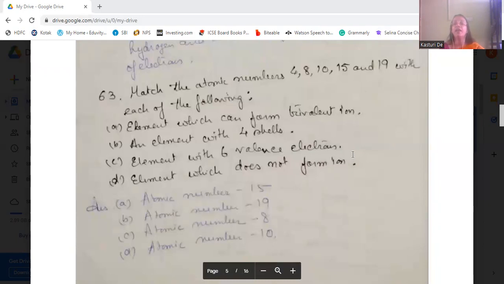Then an element with 4 shells. That's atomic number 19, because 4 shells means the valence shell will be the 4th shell. The electronic configuration of 19 would be 2, 8, 8, and 1, so that will be 4 shells. Then element with 6 valence electrons: that is 8, with configuration 2, 6. And the element which does not form ion is an inert gas. That is atomic number 10.